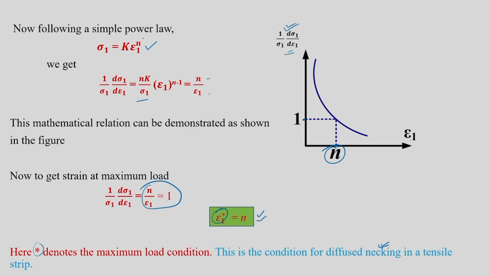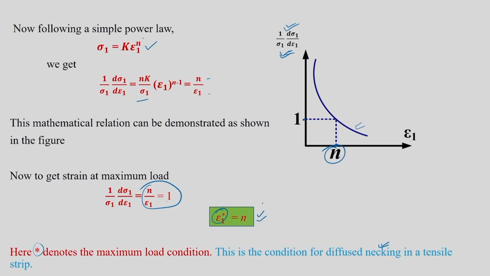So when you do a tensile test, get the true stress strain data and plot that with respect to epsilon 1, you will get a similar graph like this, and whenever this becomes 1, you will see that epsilon 1 will be equal to n. If the instability is going to happen for the condition dP is equal to 0, only then are all these equations valid.